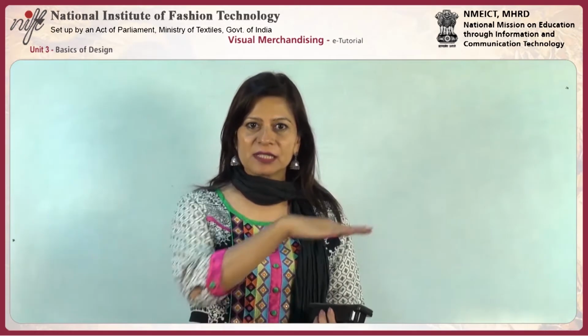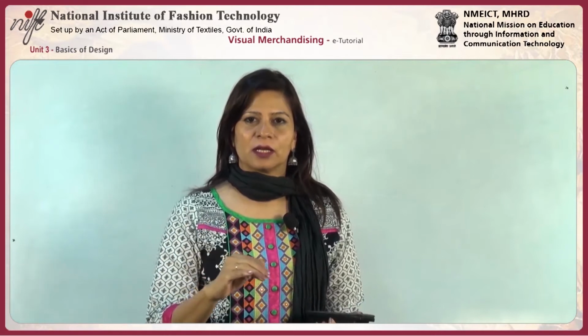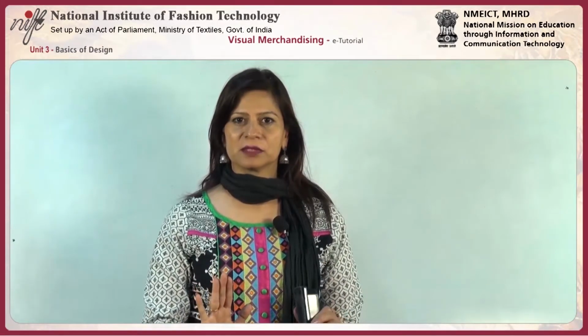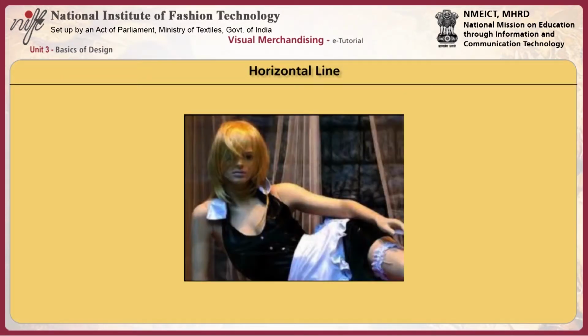Horizontal line means easy going, restful, peaceful, and calm. For example, a reclining mannequin, relaxed, compatible with robe, loungewear, or nightwear. It makes an object look wider or sometimes shorter. So, when you are doing a garment, if you put horizontal lines, it makes you look stouter. It helps provide grace, charm, and femininity.